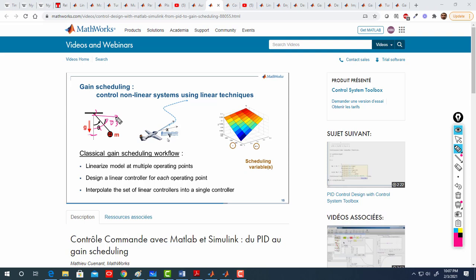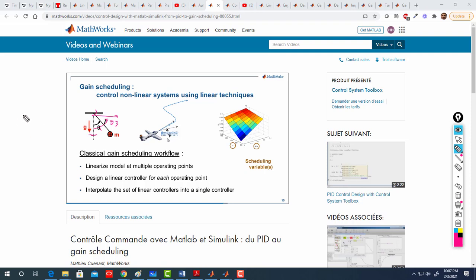Then this will only be valid if I get a linearized model at theta 3, and then based on this linear model, I design a controller that corresponds to this angle. And now I have 3 controllers for 3 different positions. If I want it at every position, then I need many controllers.